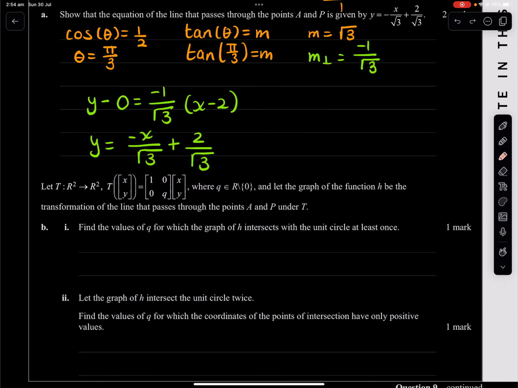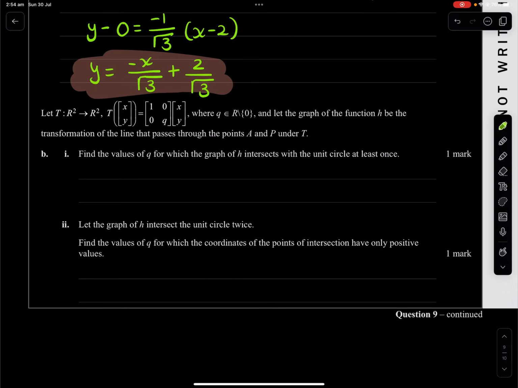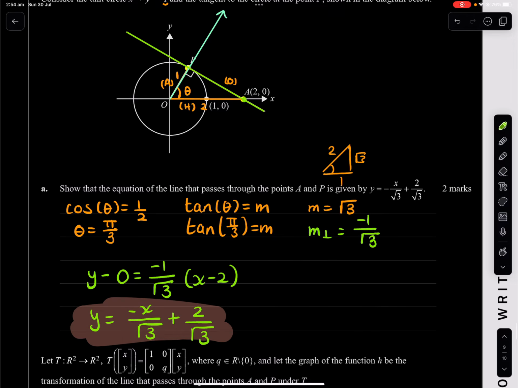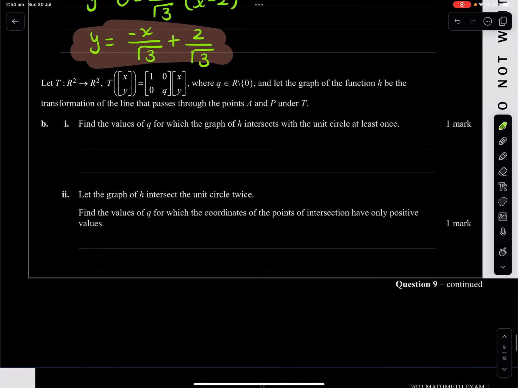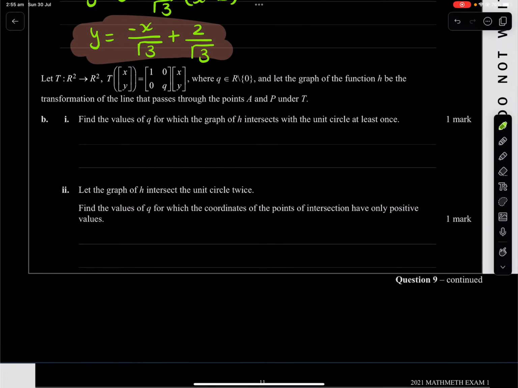Okay, let's look at question B. So it says, this transformation T where Q is in all reals with the exception of 0, and let the graph of the function h be the transformation of the line that passes through the points A and P under T. Okay, so it's a straight line. So find the values of Q for which the graph intersects the unit circle at least once. Okay. So T here is just a dilation by a factor of Q parallel to the y-axis.